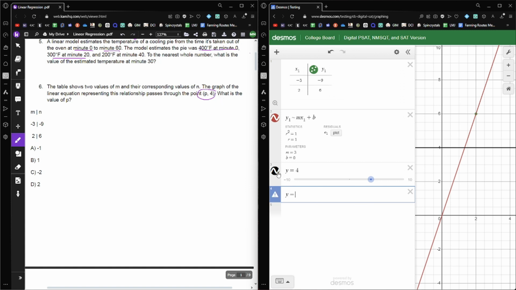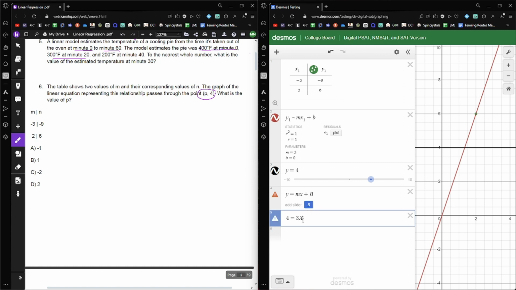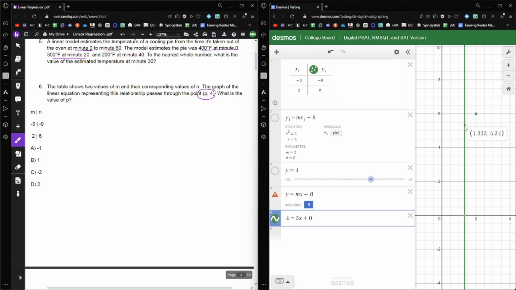So we know that y is equal to mx plus b, right? We already know what y is. y is 4, equal to m. We know m is 3. We don't know x, plus b, which is 0. And then I'm gonna go ahead and turn these off, and you can see that it's just gonna put a line on the x value, which is 1.333. So 4 over 3.